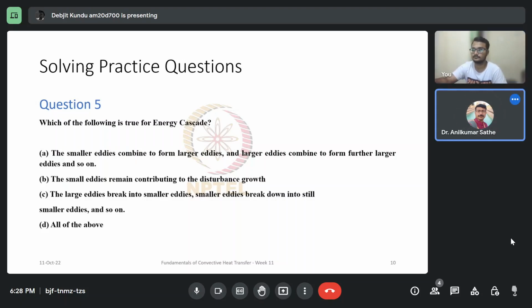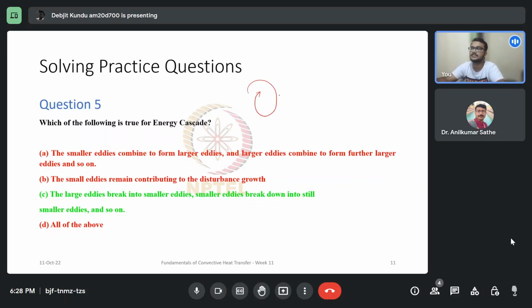Answer C. C is indeed the correct answer, and that is what happens in an energy cascade. Let's say we have a large scale flow and there are very large eddies initially. Those large eddies break up to form smaller eddies, which give rise to even smaller eddies and so on. Once they reach a critical length scale known as the Kolmogorov length scale, they cannot further divide into smaller eddies. They simply dissipate that kinetic energy as heat.